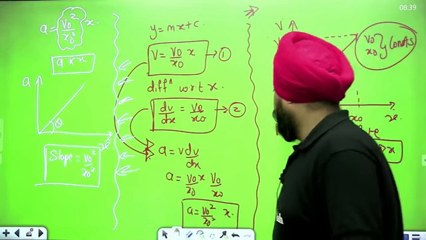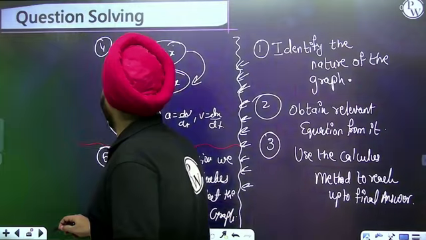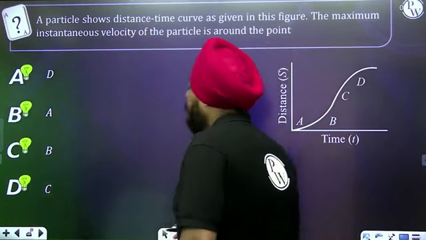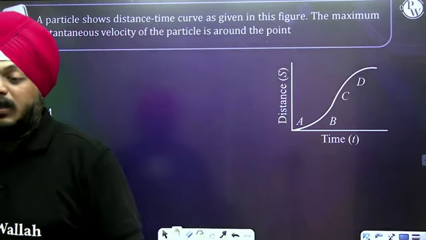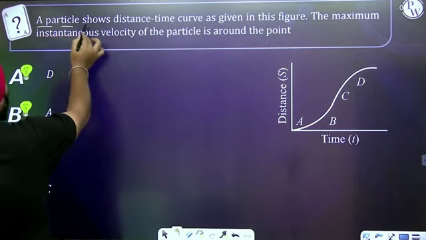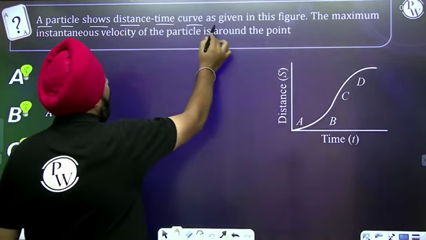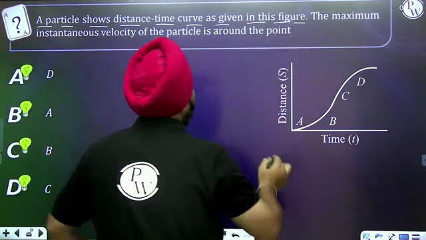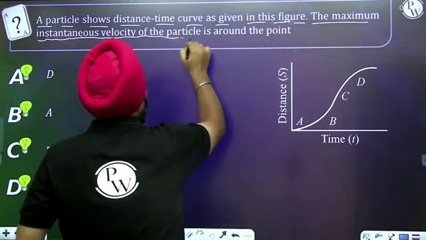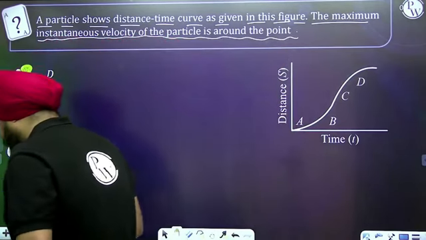Now, let's see some of the sums based on it. We are going to see some 7 to 8 sums on the basis of the graphs and the graph conversions. So, are you all ready? The particle shows the distance time curve as given in the figure. The maximum instantaneous velocity of the particle around the point will be what?